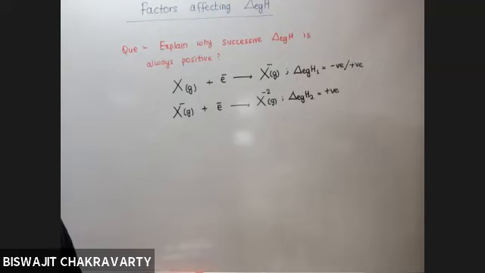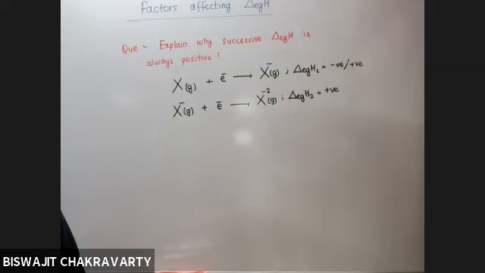No, suppose we are talking about the oxygen atom. Oxygen atom requires 2 electrons, isn't it? If oxygen gains 1 electron, it becomes O minus. So in the second step, it was supposed to gain the electron with more force of attraction or not?